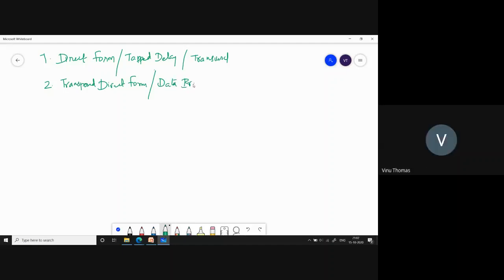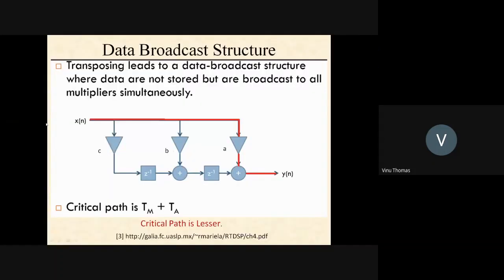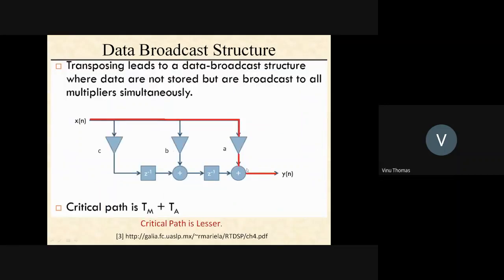Now, why is it called a data broadcast structure? You can make a guess. Earlier, you had seen that this is called a tapped delay line structure because you are taking taps from the delay line. Now, why do you call this structure a data broadcast structure? It is because you have a data here, X of n. So this is your data line. Now, instead of a tapped delay line, you have what is known as a data line. And this data is broadcast to all the 3 points simultaneously.